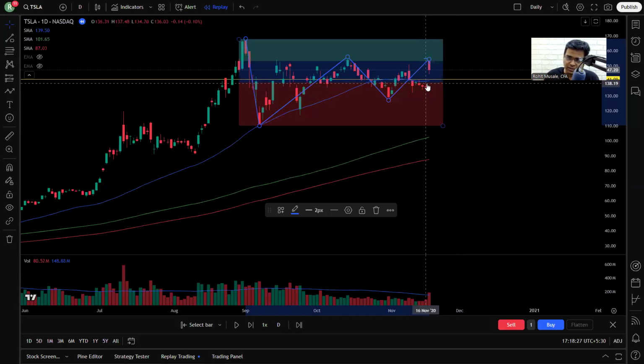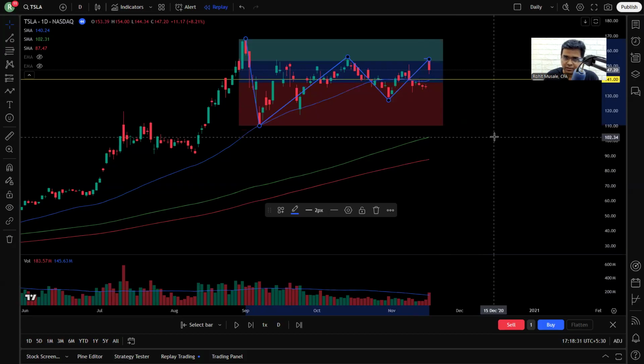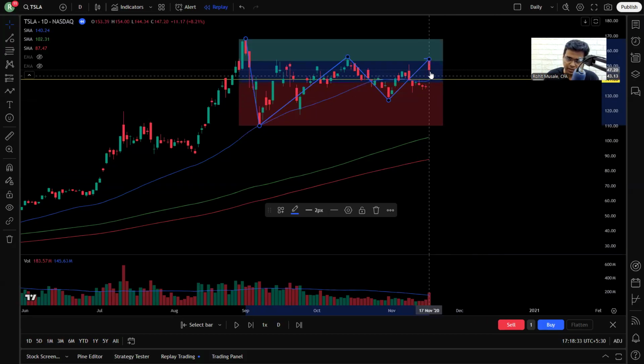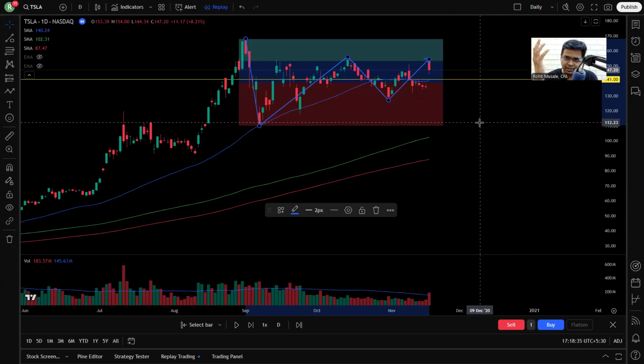And just because it has created the rising window doesn't mean that you get excited and you buy the stock. No, no, no. We have to buy the right stock at the right price at the right time.